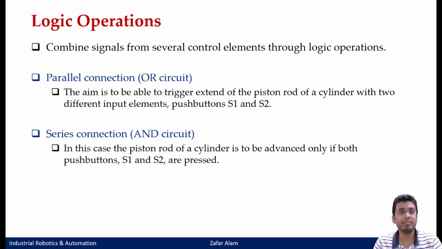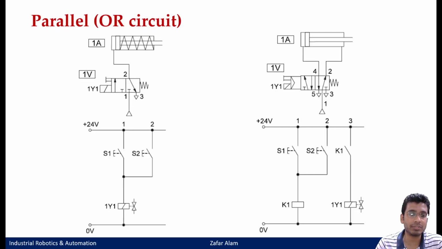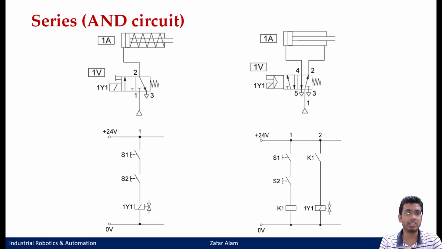Fine. And then we tried some logic operations, our OR circuit as well as our AND circuit diagrams, in which we saw that, compared to the pneumatic circuit where we required a shuttle valve or a dual pressure valve to execute the OR and AND circuits respectively, here we just put our switches or our relays either in a parallel connection or in a series connection to implement the OR circuit or the AND circuit in electro-pneumatic circuit diagrams. So this was where we stopped in the last class.